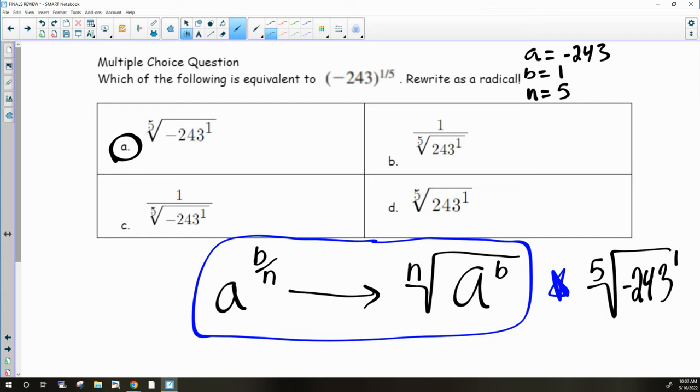What would have happened if this 1/5 would have been negative 1/5? If there is ever a negative exponent, you do everything exactly the same, except you do 1 over that root, okay? So if you ever run into one where the exponent is negative, just leave it alone. Just remember your final answer will be 1 over, okay? So that is rewriting it.